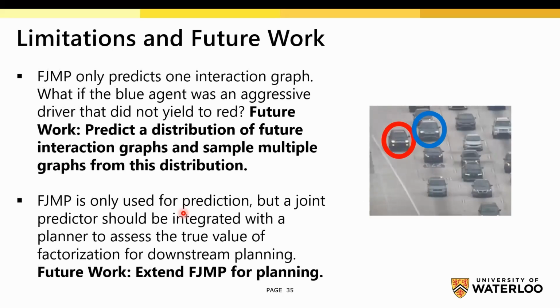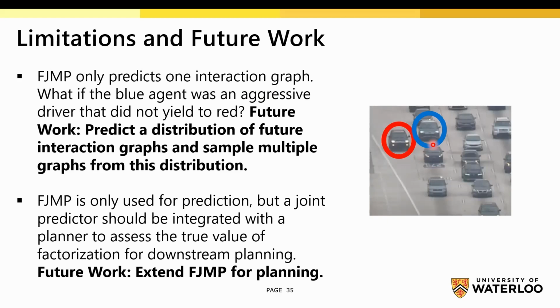And here I'm going to discuss some limitations and some future work that we're currently working on in the WISE lab with FJMP, mostly motivated by the current limitations of FJMP. The most important one being that FJMP only predicts one interaction graph. But given a past, there are multiple ways that the scene could evolve in the future, and so there's multiple possible interactions. For example, what if the blue agent was actually an aggressive driver and he refused to let red in? Well, in that case, there wouldn't be an edge from red to blue, but it would be flipped. There would be an edge from blue to red.